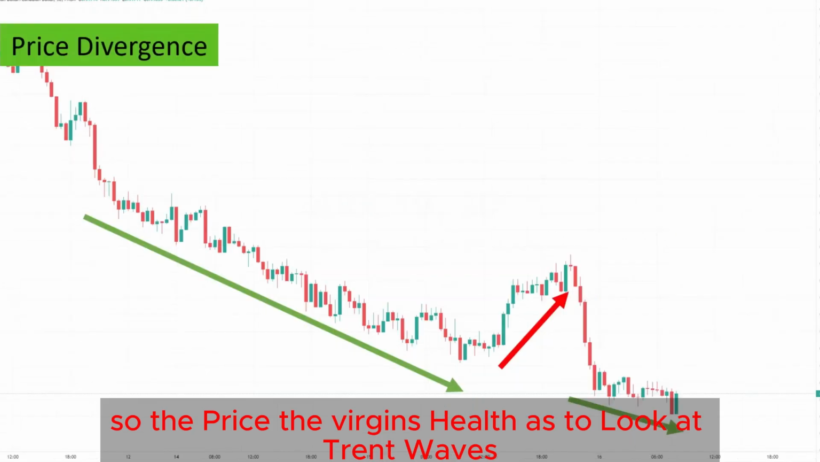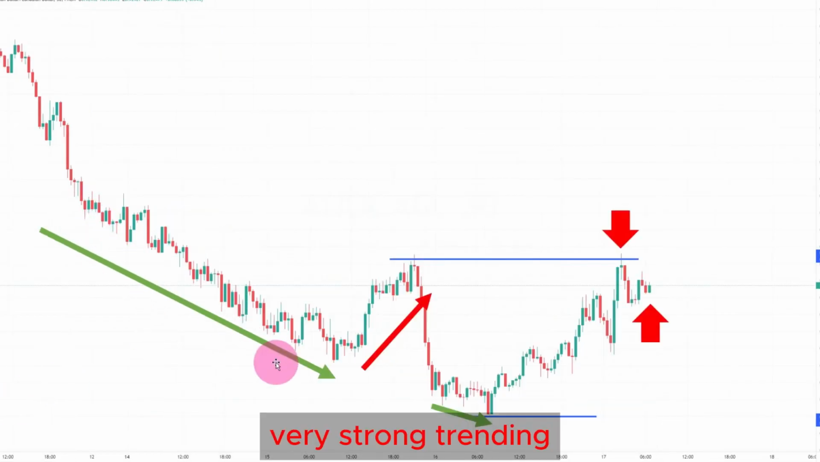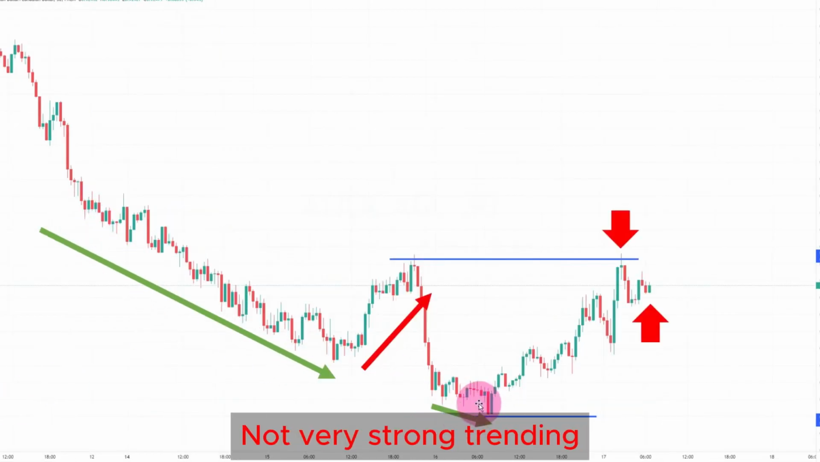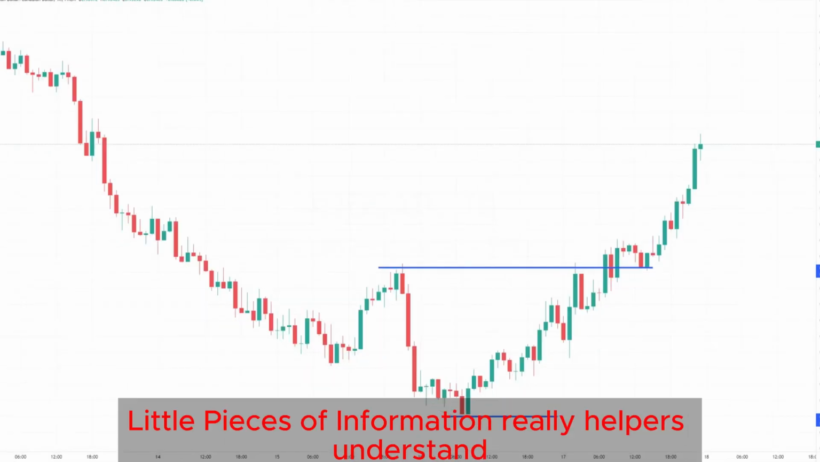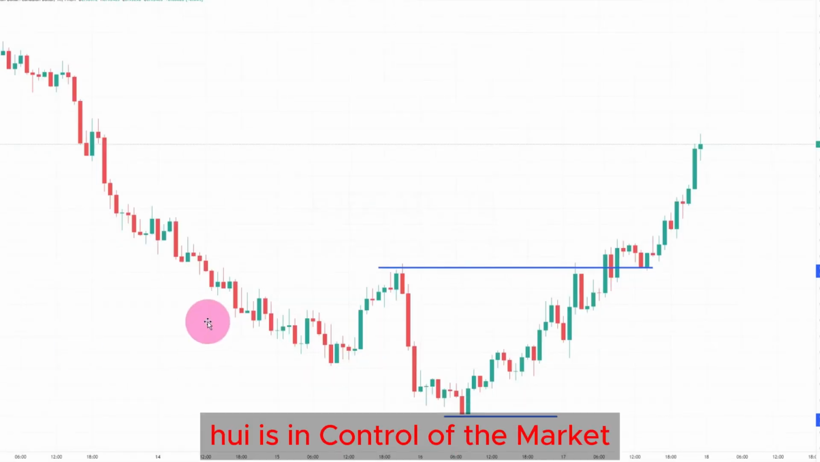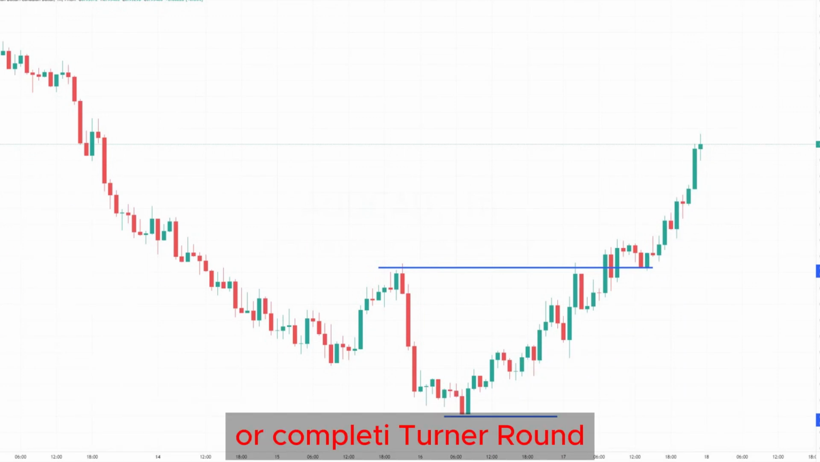So the price divergence helps us to look at trend waves. How strong are different trending phases? Very strong trending, not very strong trending. And those little pieces of information really help us understand who is in control of the market, and is it likely that the market is going to continue lower or completely turn around?